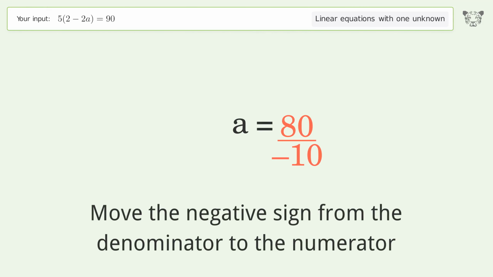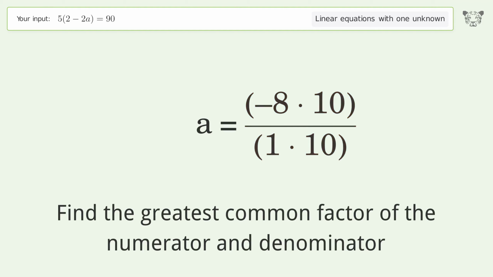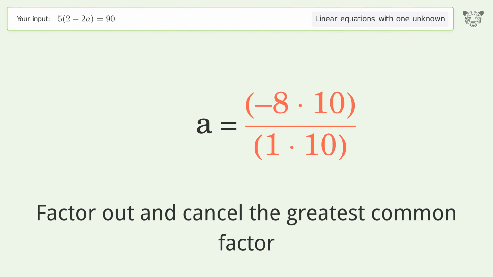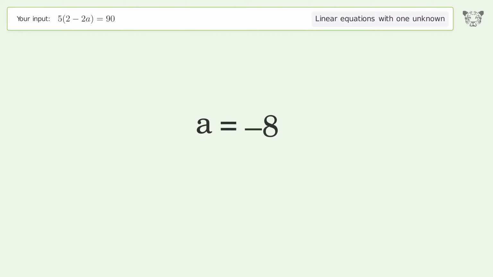Move the negative sign from the denominator to the numerator. Find the greatest common factor of the numerator and denominator. Factor out and cancel the greatest common factor. And so the final result is a equals -8.